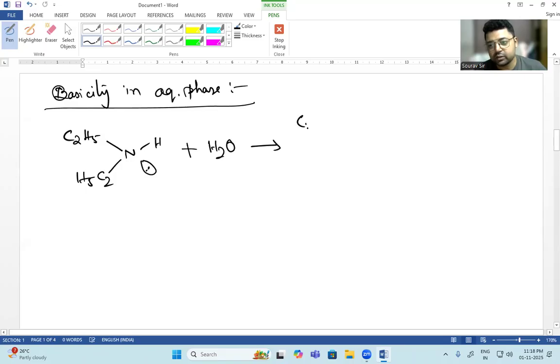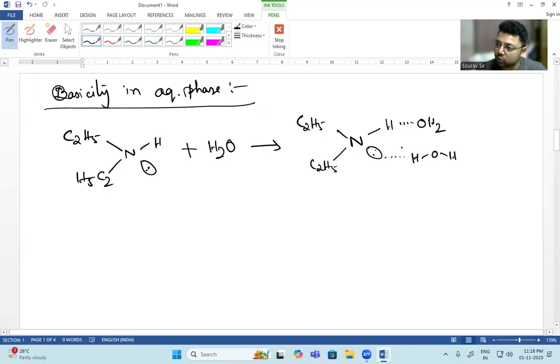So when you have C2H5 NH C2H5, this will form a hydrogen bond with oxygen, and the lone pair on nitrogen will form a hydrogen bond with the hydrogen of water. So here you can see two hydrogen bonds are being formed and two plus I effects are there. That is why the 2-degree amines always exceed all the others.